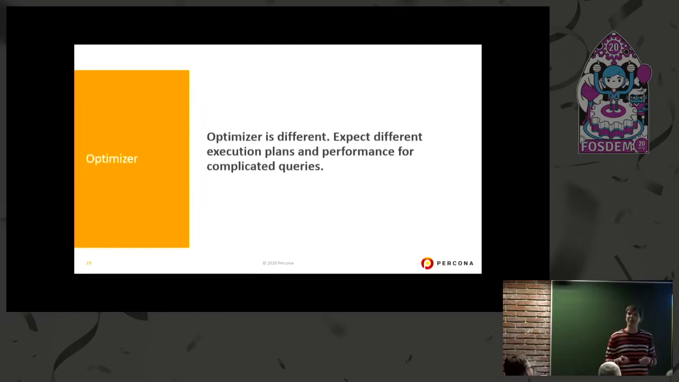Optimizer is another piece which is very different, right? Both teams can show you benchmarks to show that their optimizer is amazing and blows the other one out of the water. But the thing you need to know is that it is different. You should expect different execution plans, especially for more complicated queries, which is important from a migration standpoint.